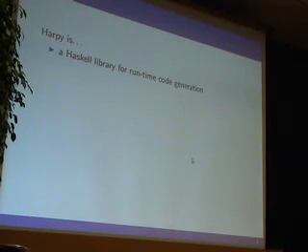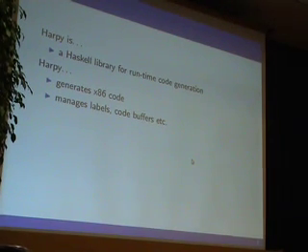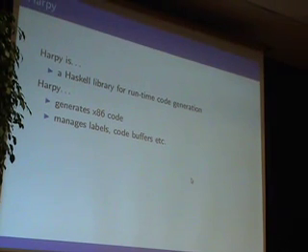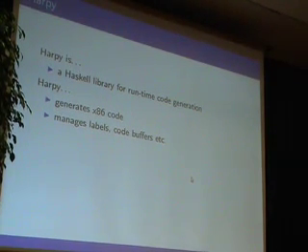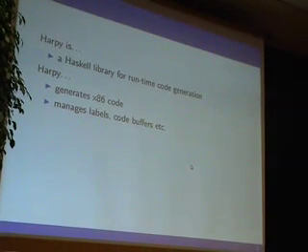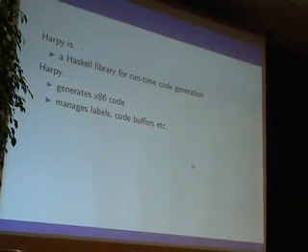Harpy, as the library is called, is a Haskell library for runtime code generation. It generates x86 machine code, actual machine code as executed by Intel processors, or AMD or whatever. And it provides management for labels, source code labels, code buffers, etc., so that it is quite easy to write machine-level programs in Haskell.